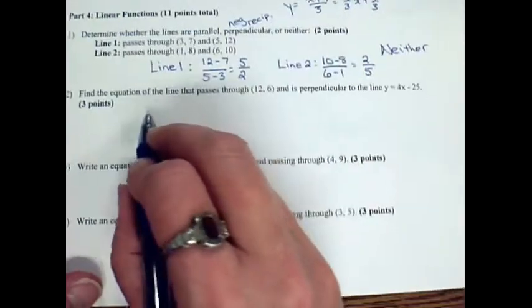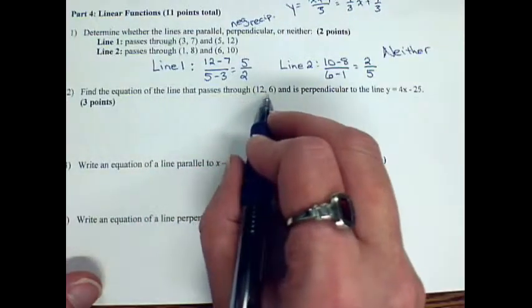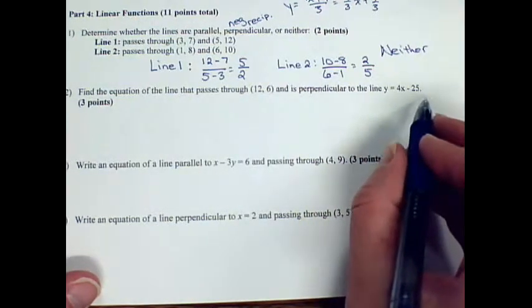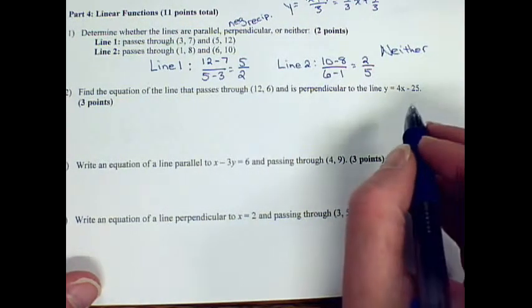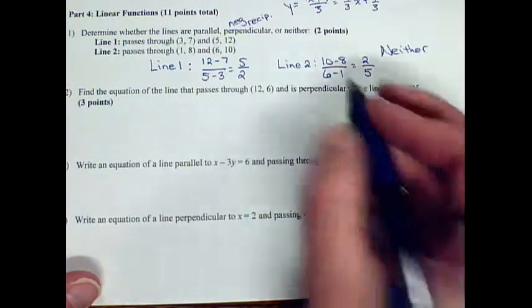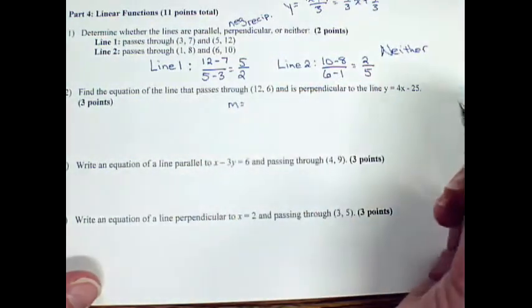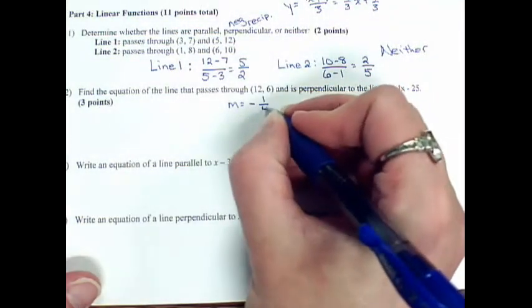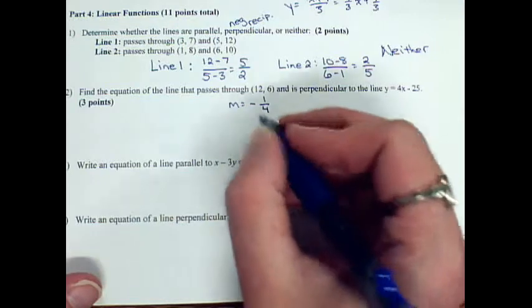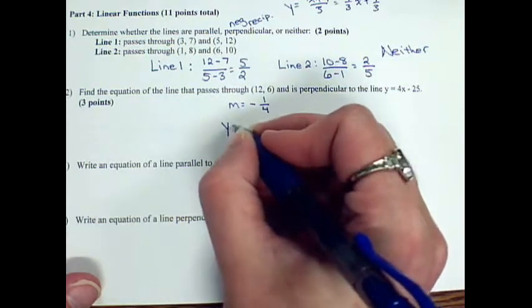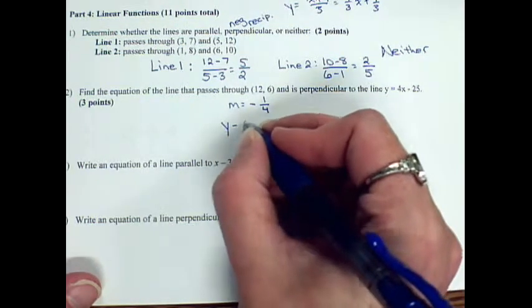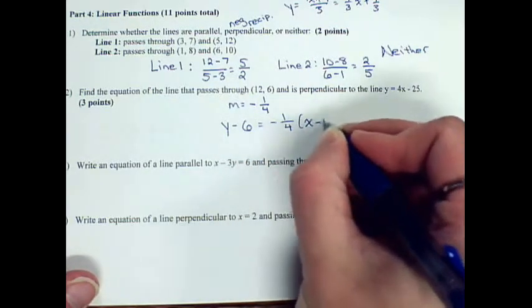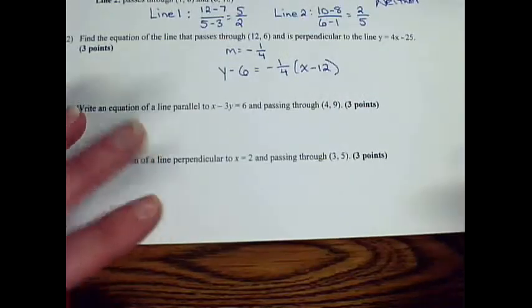All right, so the next one, find the equation of the line that passes through the point 12, 6 and is perpendicular to the line y equals 4x minus 25. If it's perpendicular to that line, then its slope is going to be the negative reciprocal of 4. That means it's negative 1/4. I'm going to use point slope form because I like it. That's where you take y minus your y value equals the slope times x minus the x value. And you're done.